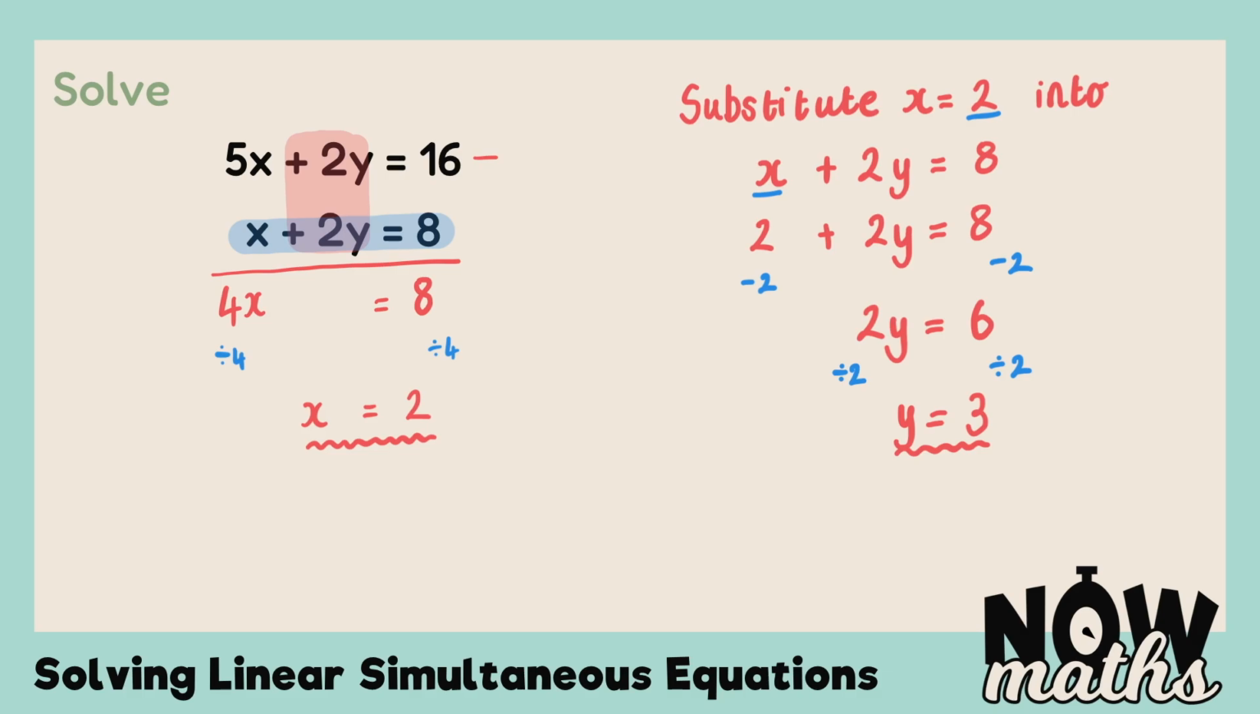When solving simultaneous equations, the last thing that we need to do is write our solution as a pair. So our pair is x equals 2 and y equals 3. And we write that at the end together. So x equals 2 and y equals 3.